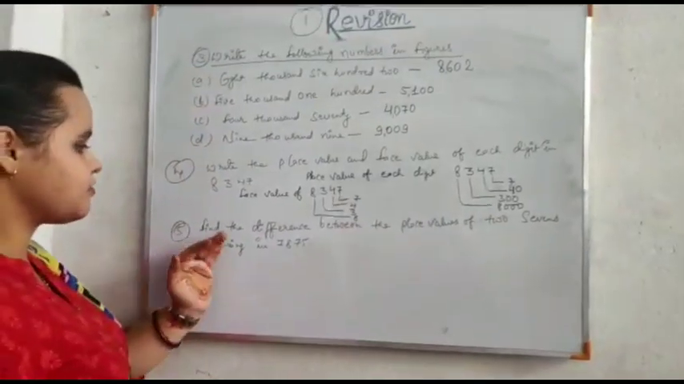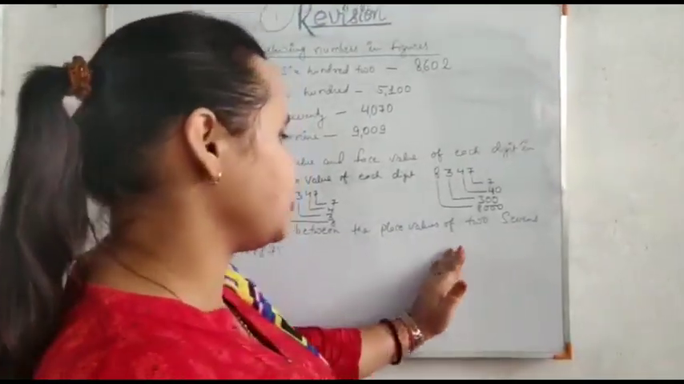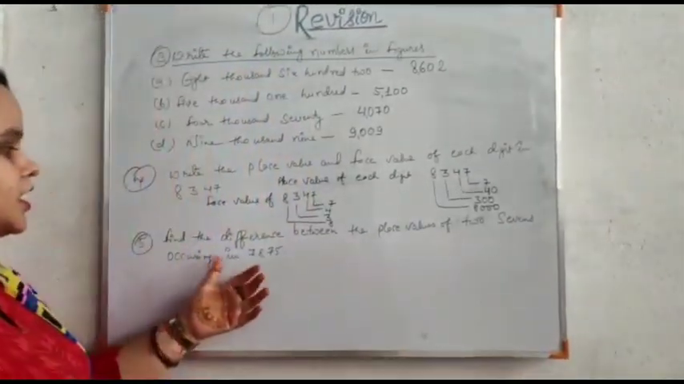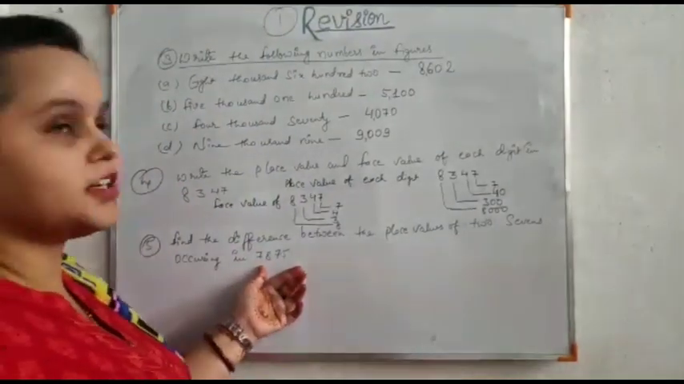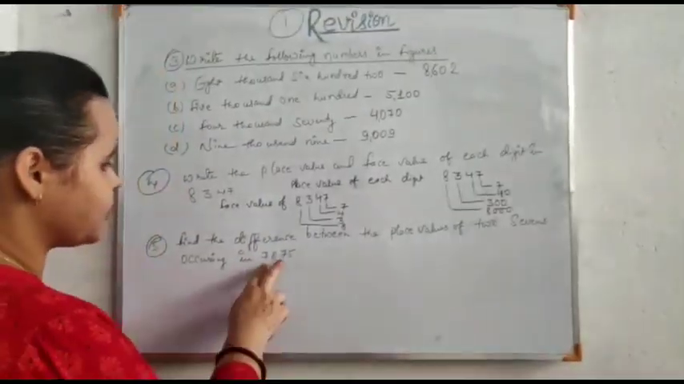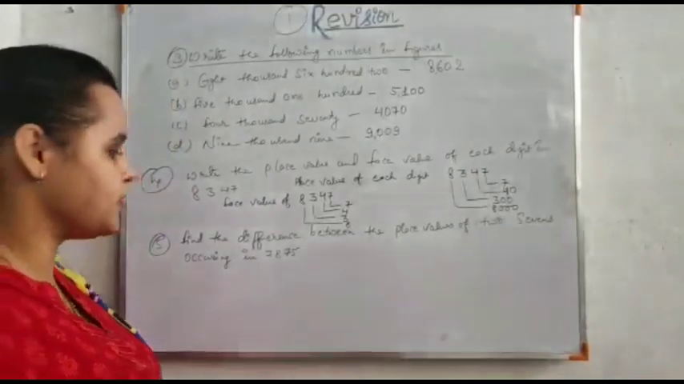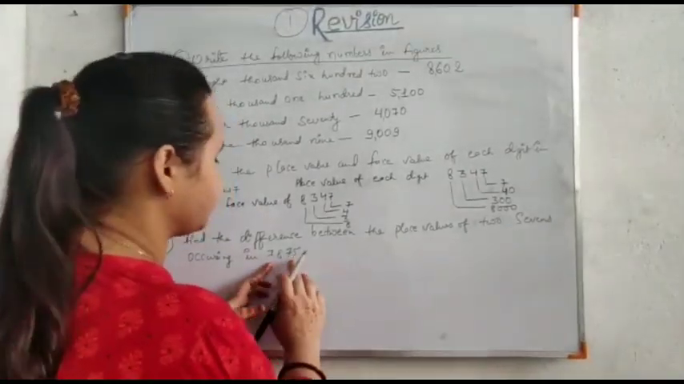Now next question is find the difference between the place values of two 7s occurring in 7875.